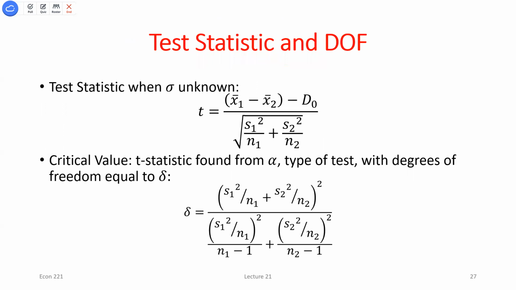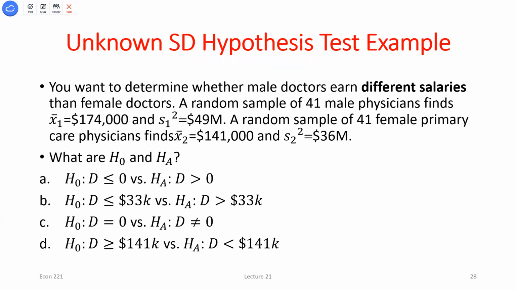So if we think about the problem here, let's say I've got two groups, and this one I kept easy. The sample sizes are the same, but I've got 41 male, 41 female physicians. I've got the sample mean that I calculate from each group, and then I calculate the sample variance, right? So maybe I'm interested in something like, is there a gender pay gap or gender discrimination going on in terms of physician salaries?